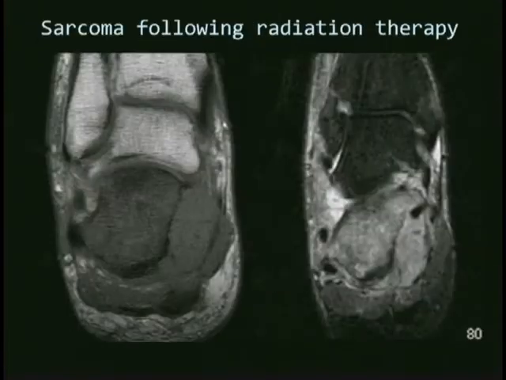This is a woman in her 50s who, as a teenager, had radiation therapy for plantar warts. I wasn't aware that this was done in the past, but apparently that was a treatment, and she developed that painful mass in her foot, and on MRI she had this mass adjacent to the calcaneus and abnormal marrow, and it was a sarcoma.